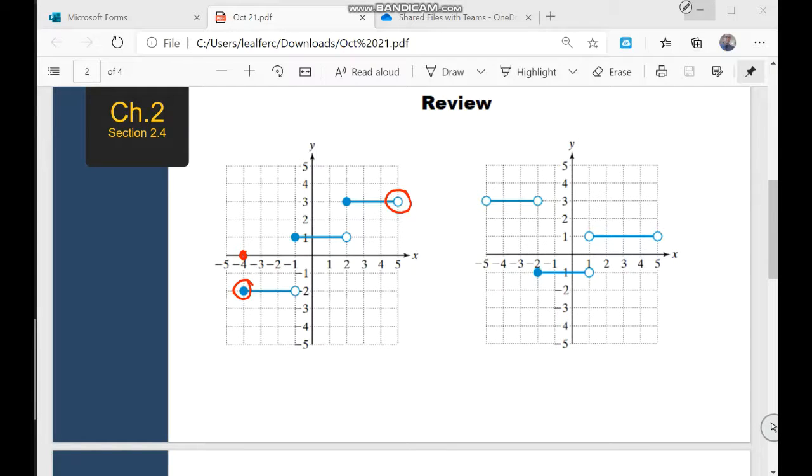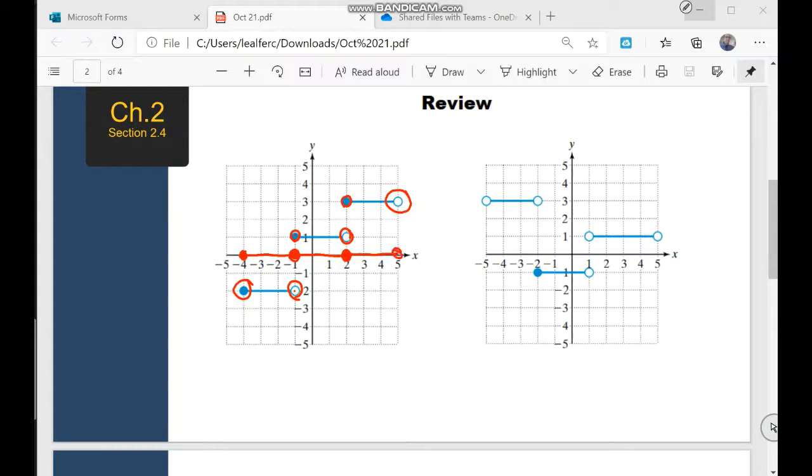4 is included, and let's go to the next one. And now let's check 1, if it's included or not. Here it's not included, but up here, yes, it is included. So let's fill out this dot. And let's go up to 2. Let's check 2. 2 is not included here, but yes, it's included here. Fill the dots.